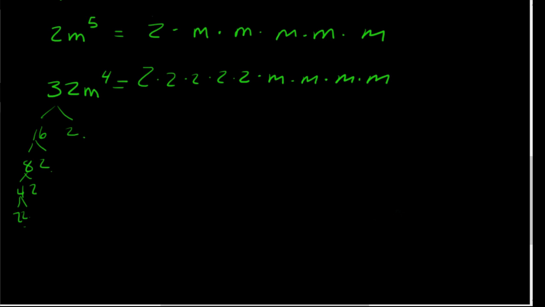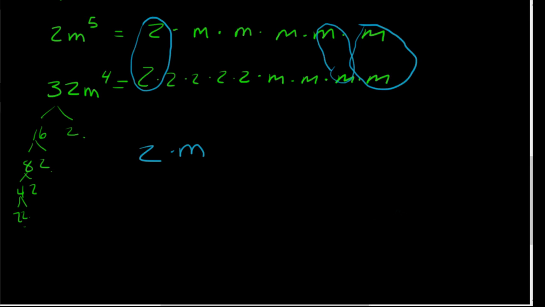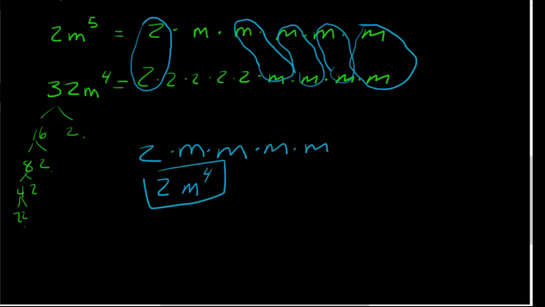And now we can look for our pairs. We've got a pair of 2's here, so we can bring those down. And we've got no other 2's in the top part, so I can't there. But I've got a pair of m's here, so I can bring that down. And I've got a pair of m's here, so I can bring that down. A pair of m's here, and a pair of m's here, so I bring those down too. I multiply them together. 2 times m times m times m times m, well, that's just 2m to the 4th. And that is my GCF.